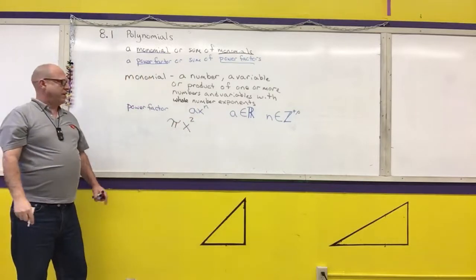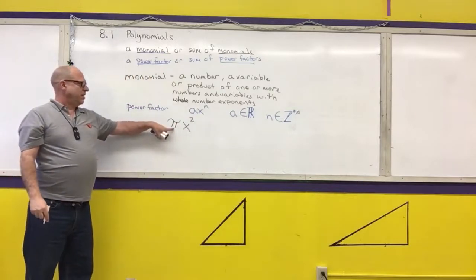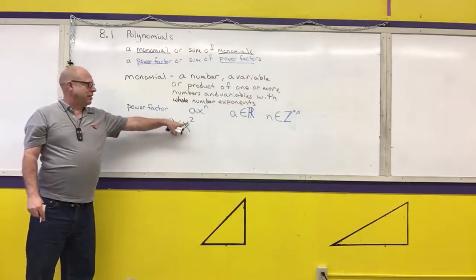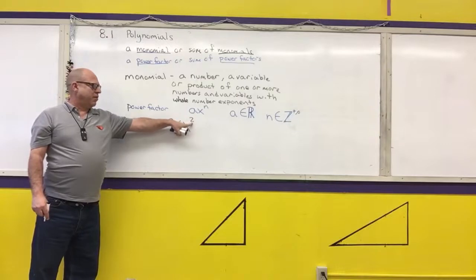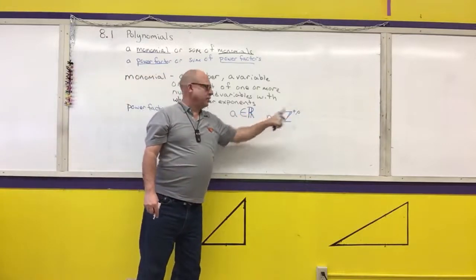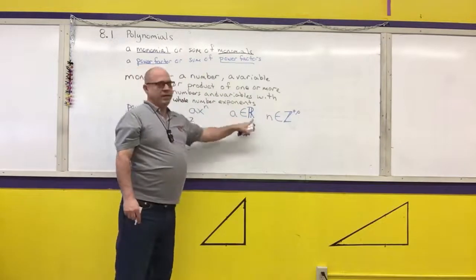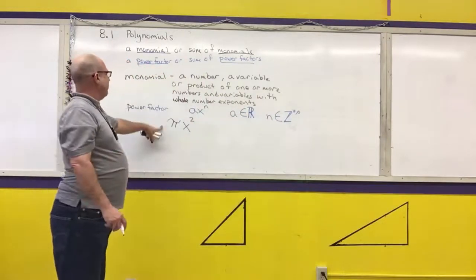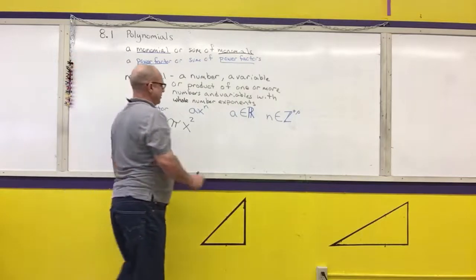This would be a power factor, where the number in front of the variable is pi, and the power is the number 2. The number 2 is a positive integer, and pi is a real number. So that would be a power factor or a monomial.